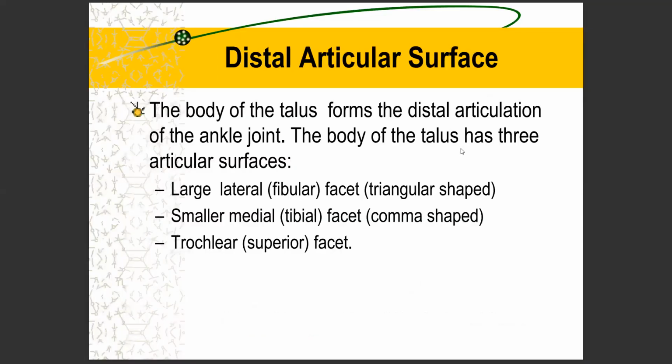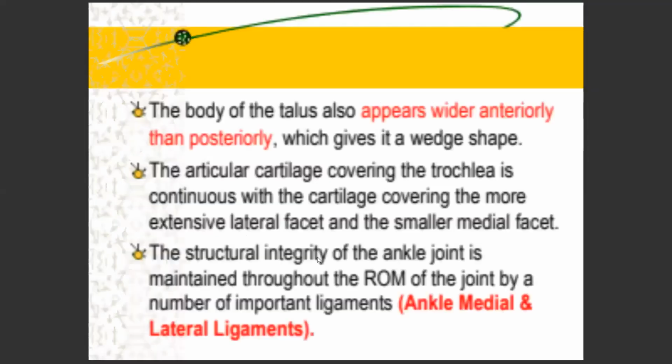The distal articular surface, that is the body of the talus, forms the distal articulation of the ankle joint, and the body of the talus has three articular surfaces: a large lateral surface, also known as the fibular surface, which is triangular in shape, a small medial facet, also known as the tibial facet, which is comma shaped, and a trochlear facet, which is the superior facet.